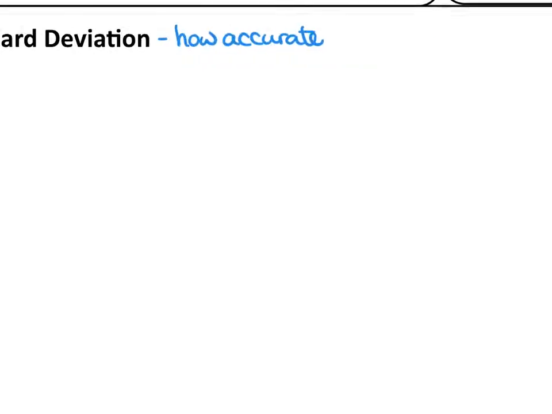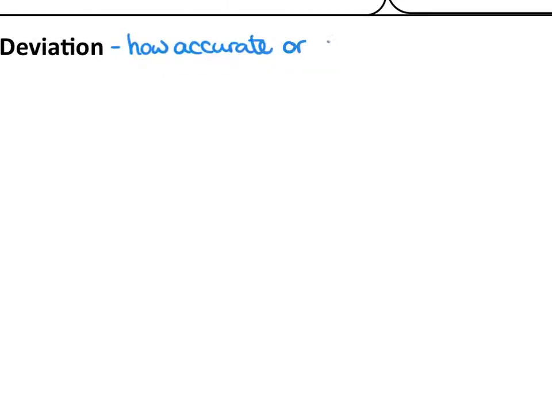So standard deviation is one of those tools that they use to measure how accurate or spread out the data is from the mean.